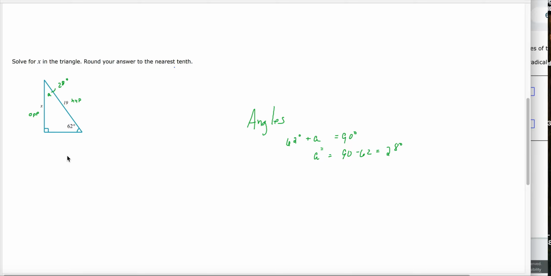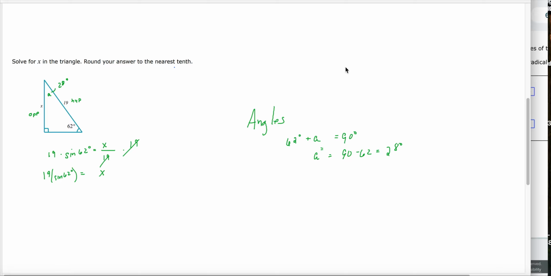Using the sine ratio, sine of 62 degrees is equal to x over the hypotenuse, which is 19. To solve for x, I would multiply both sides by 19. So x is equal to 19 times sine of 62 degrees.